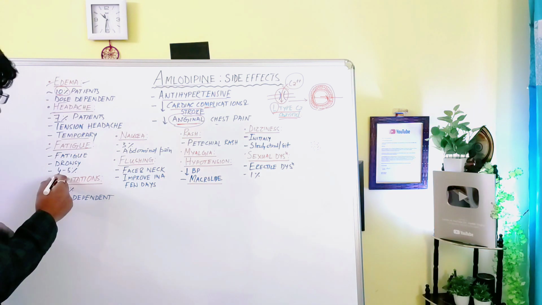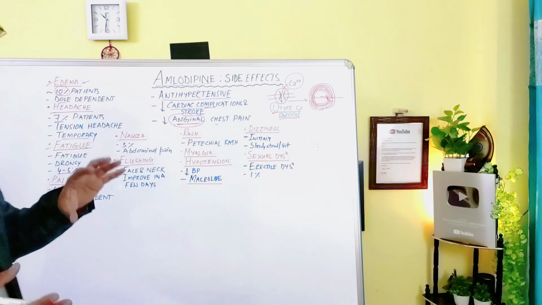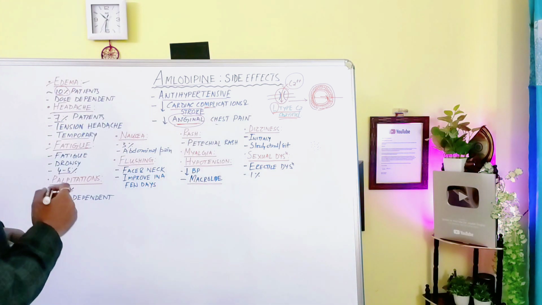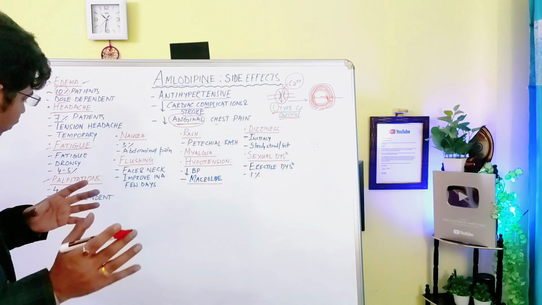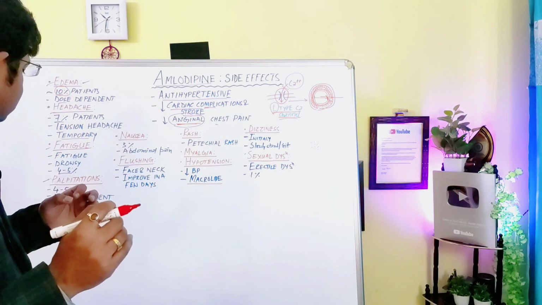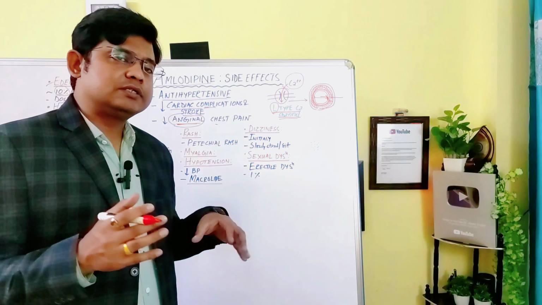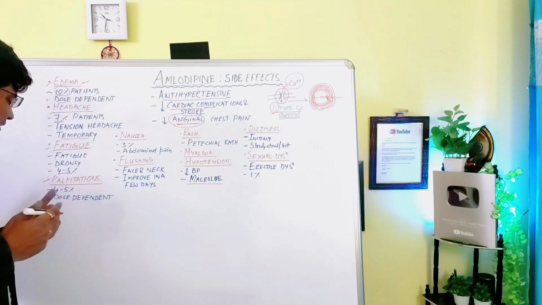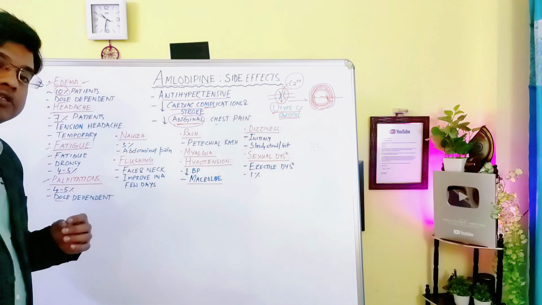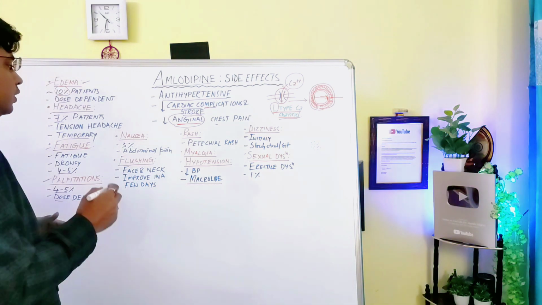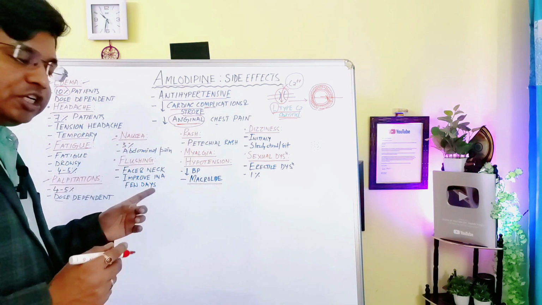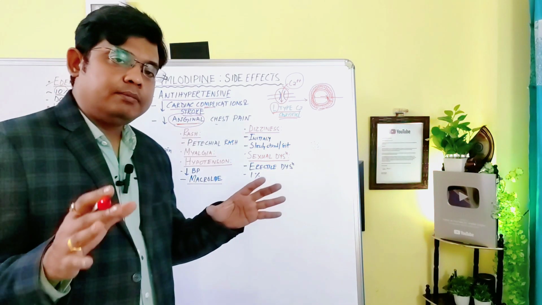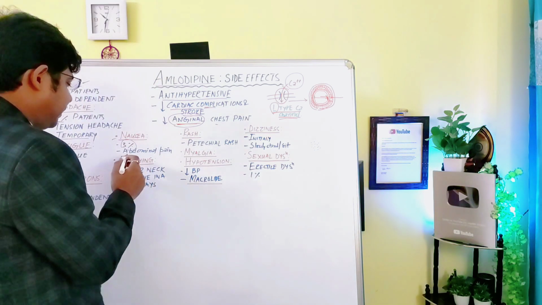Now the next common side effect is fatigue. It is usually seen in 4 to 5% of cases, and along with fatigue there is drowsiness to some extent in some patients. Also, amlodipine can sometimes precipitate palpitations. That means there is awareness of the beating heart. It is usually seen in 4 to 5% of cases. It is also a dose dependent phenomenon. Now the next common side effect is nausea. It is usually seen in 3% of cases, and it is sometimes associated with abdominal pain.